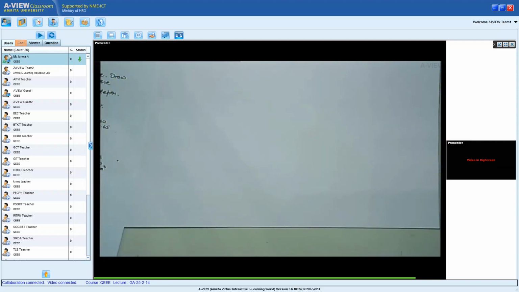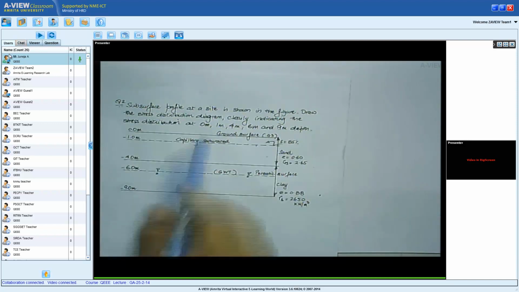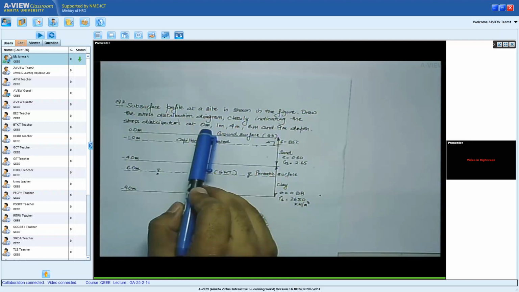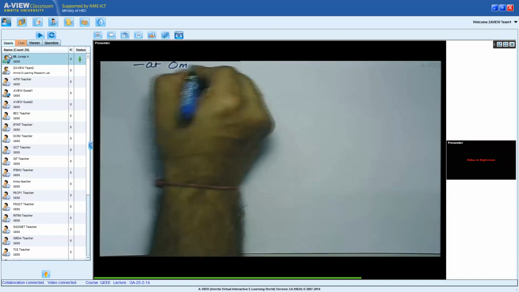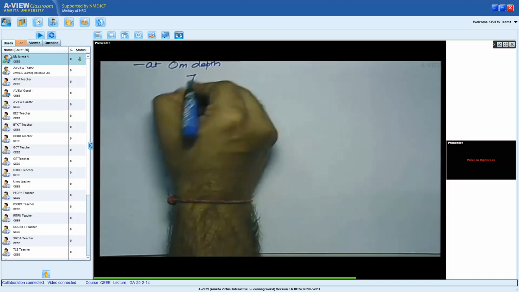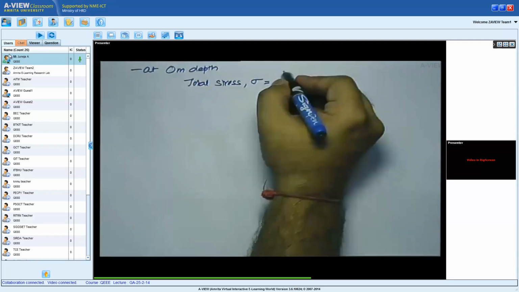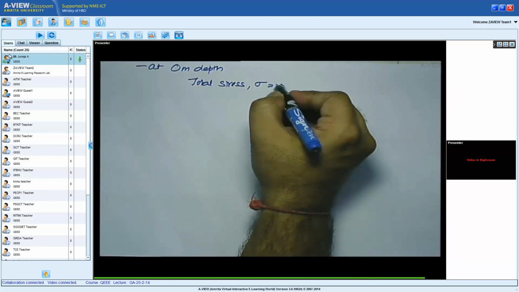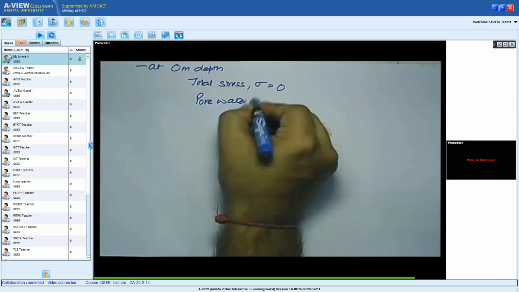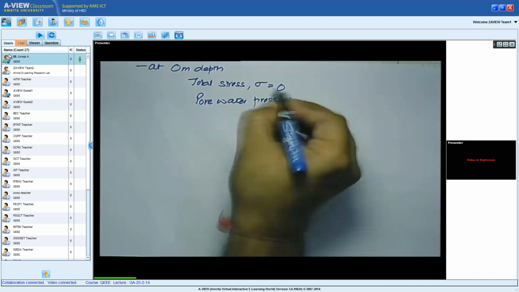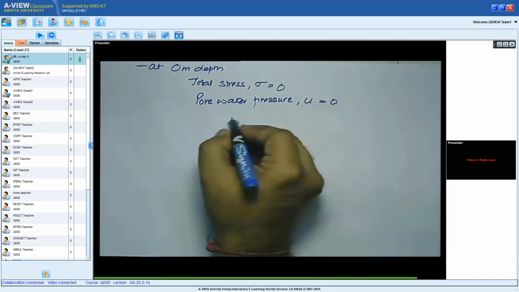Never mind, I have it. It's okay. So the first part of this question was, what are the stresses at 0 meter depth? So let's look at 0 meters. At 0 meter depth, the total stress sigma on the surface equals 0. There's nothing above the surface, it's 0. What about pore water pressure? U equals 0. Again 0. There's no pore water pressure.